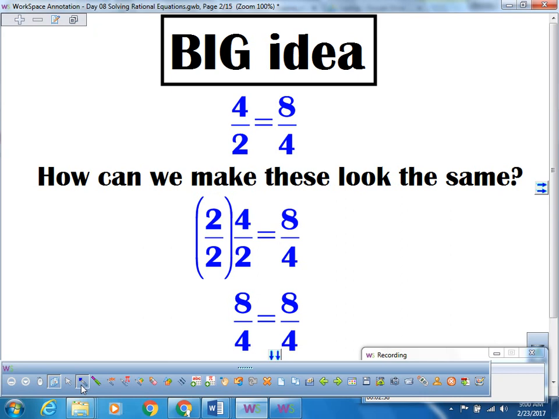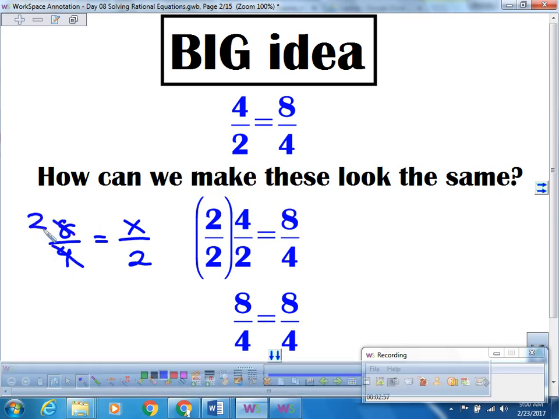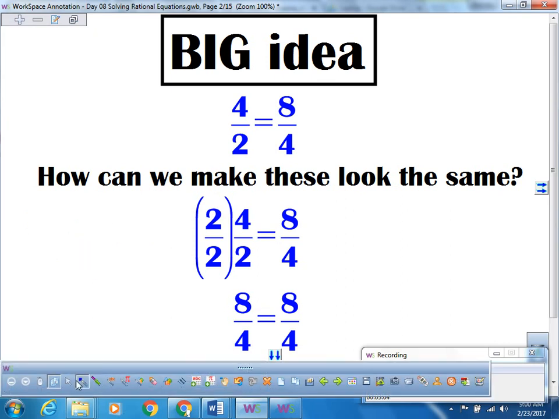Okay? Right? You've been shown stuff like this, where if I have 8 over 4 equals x over 2, you've been shown that you can cancel here, right? And you've been shown that you can cancel on this side too, right? Why can I not cross cancel on this? Because there's an equal sign. You can't cross cancel on an equal sign. If you cross cancel on an equal sign, you're going to make it unequal.